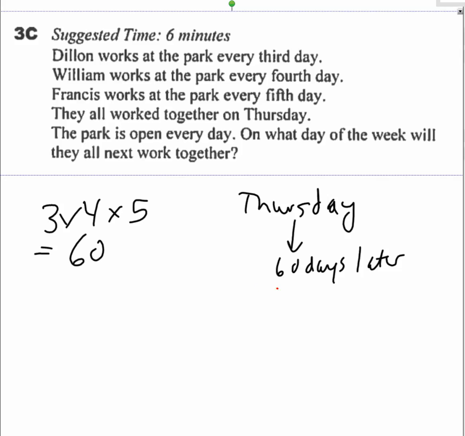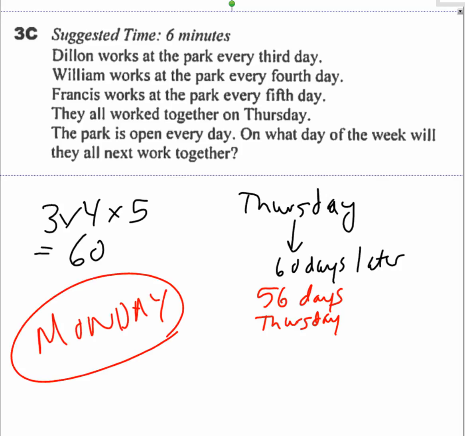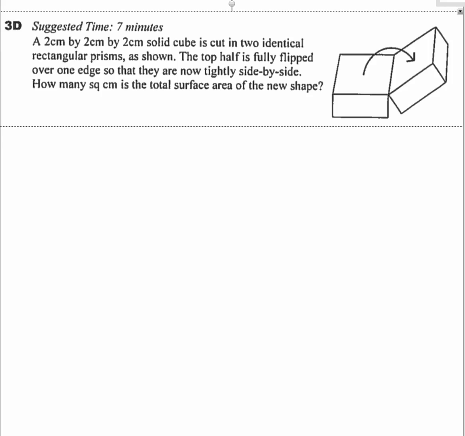So 56 days is the closest multiple of 7. It will be a Thursday 56 days from now. So that means 57 days will be a Friday, and 58 days will be a Saturday, and 59 will be a Sunday, and Monday will be 60 days. So that's how you would approach that question.